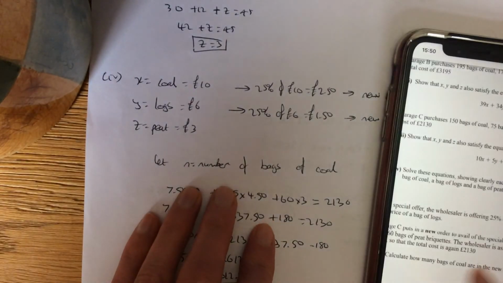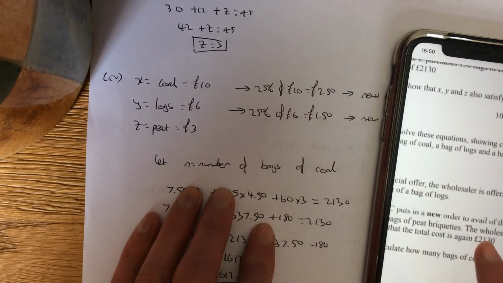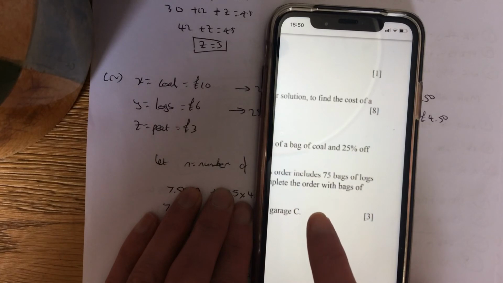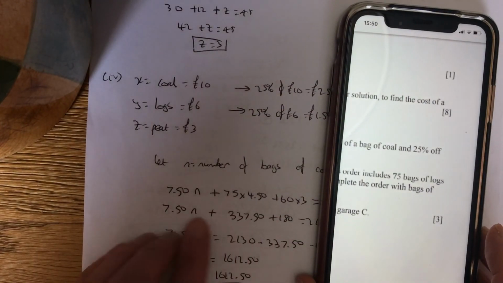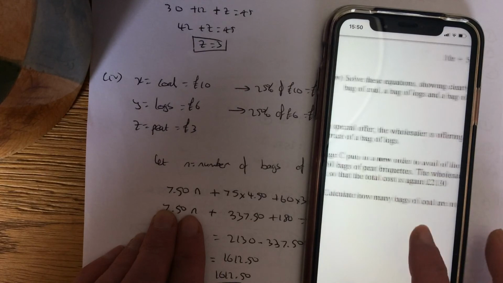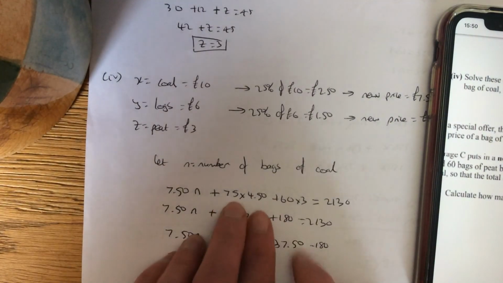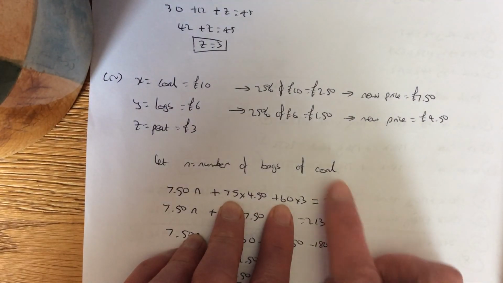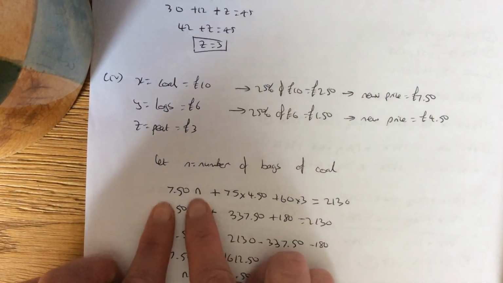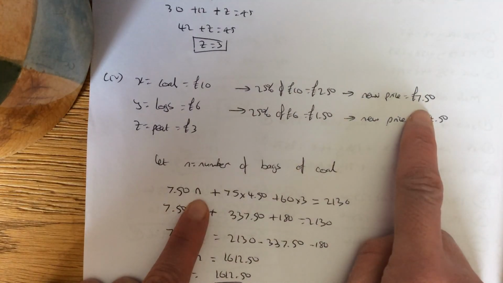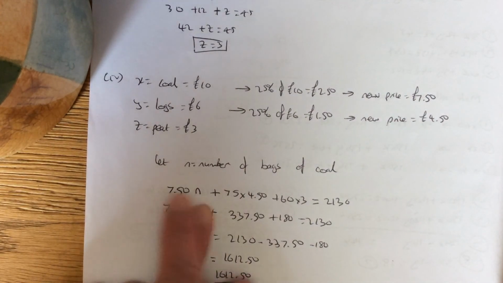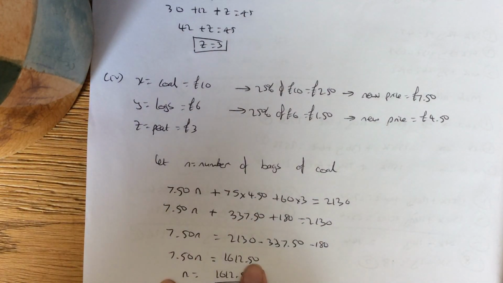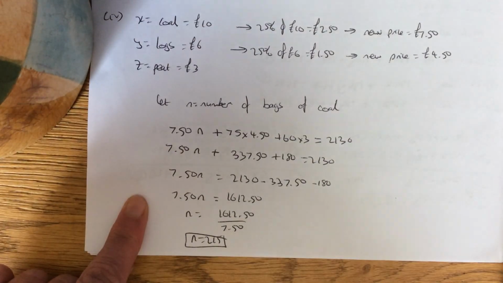Now, this is the horrible bit. So, George wants to put in a new order. And he has 75 bags of logs. And the logs are $4.50 each. He has got 60 bags of peat. But we don't know how many coal he's buying. So just call it M for the number of coal. Each bag of coal is $7.50. So that's his coal, that's his logs, that's his peat. Work those out, bring them over, bring over your 750 and divide, and you should come up with 215.